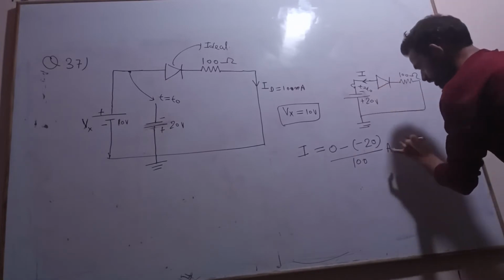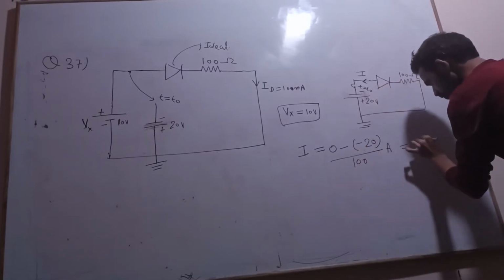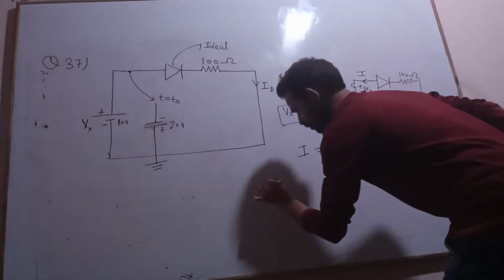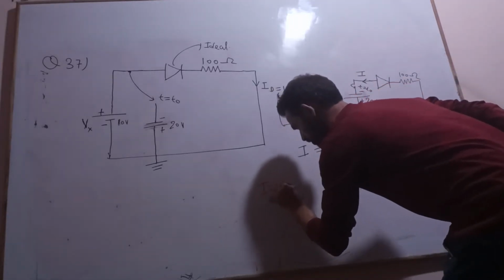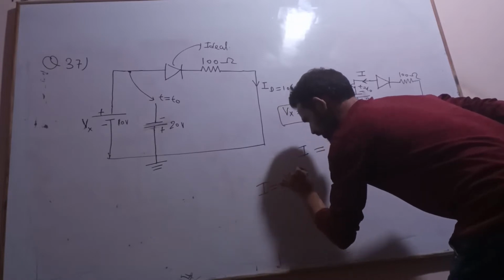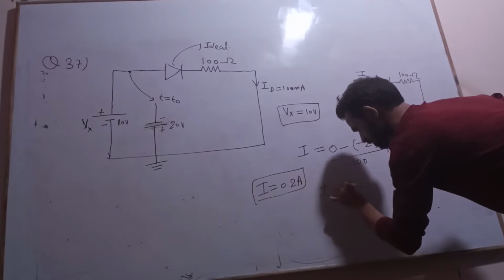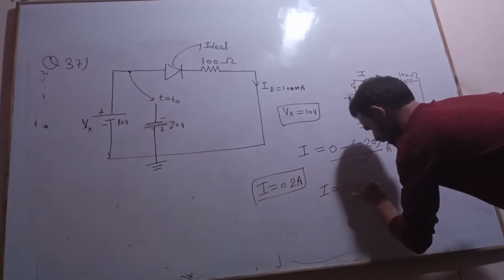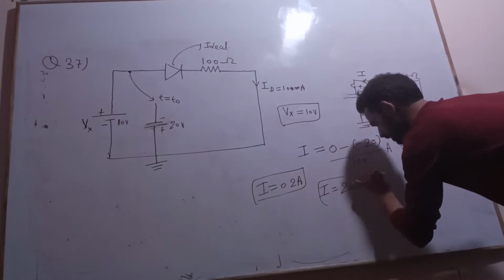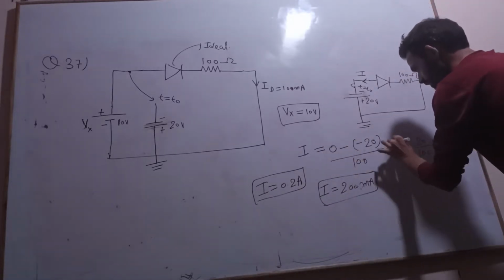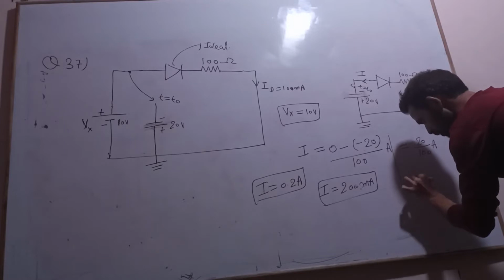The diode is ideal. So this is 20 by 100 ampere, which is 0.2 ampere of current, and this current is nothing but 200 milliampere of current. This is for a very small time after t equal to t naught.